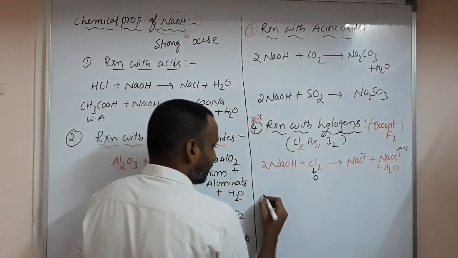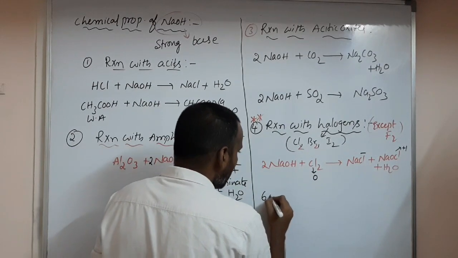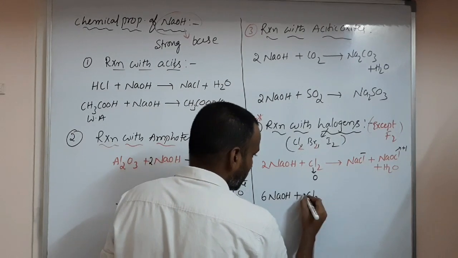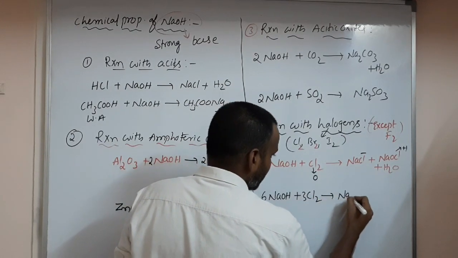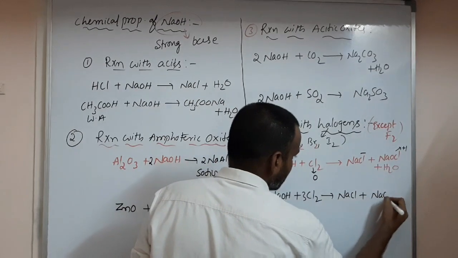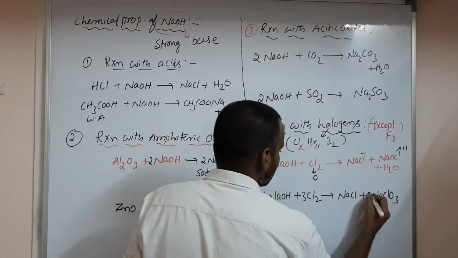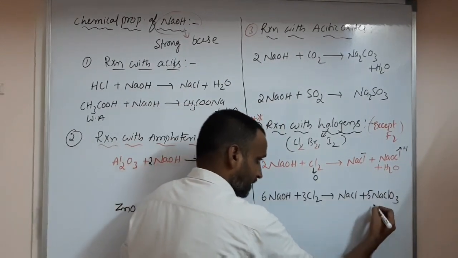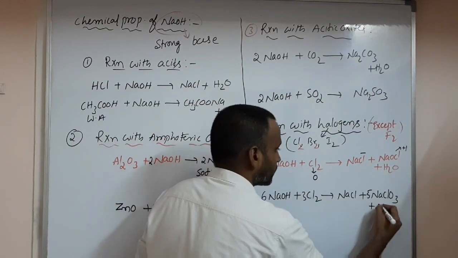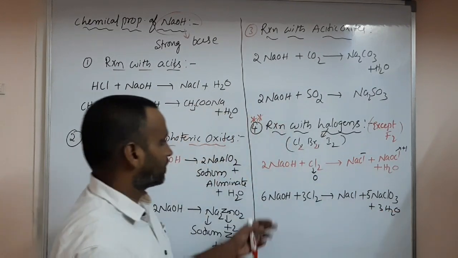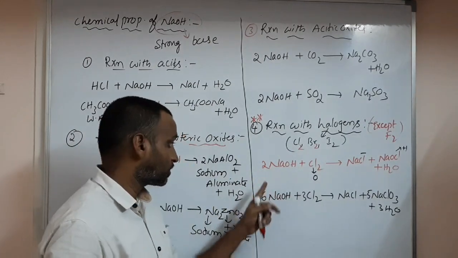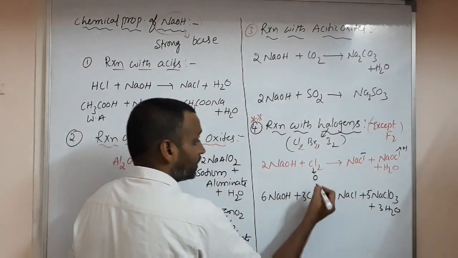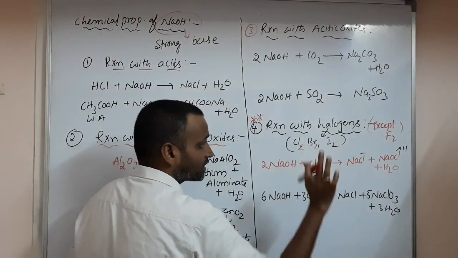The same I will write here. NaOH when reacting with chlorine, you will get NaCl plus NaClO3 plus water. Sir, what are you doing, sir? It is the same, no, sir. Here 2 moles and 6 moles, the mole numbers do not matter. Remember this one. Here anything like chlorine, bromine, iodine, same story.